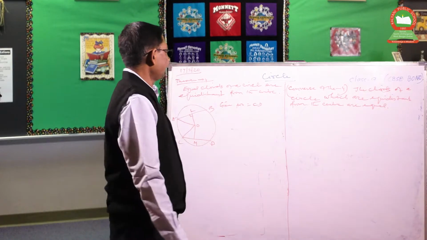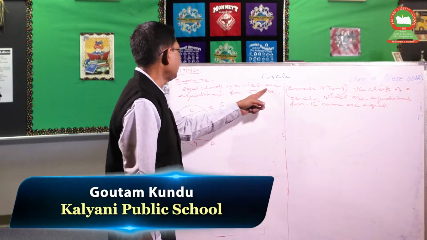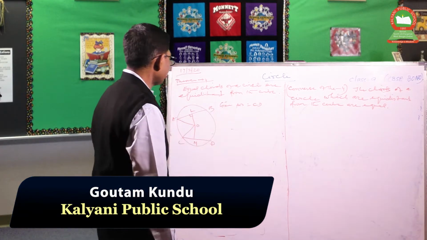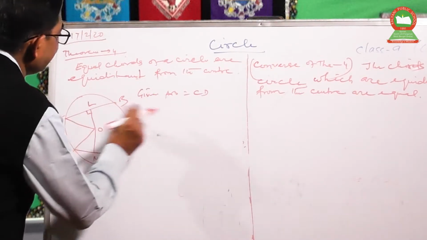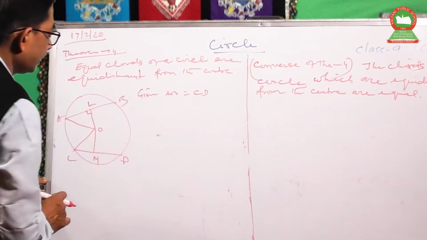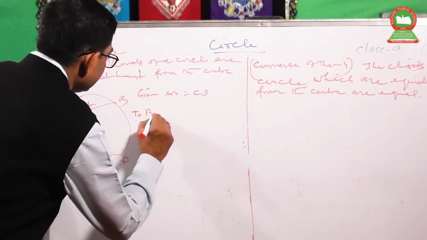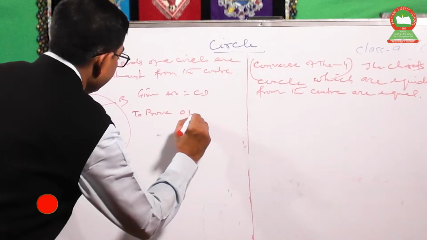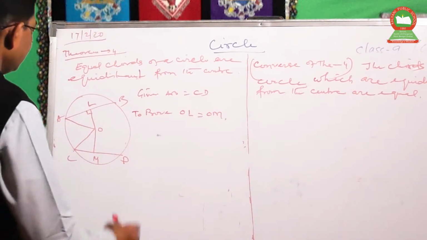Today I am showing you another two theorems on the properties of the chord of a circle. This theorem says that equal chords of a circle are equidistant from the center. AB and CD are two chords. It is given that they are equal to each other. We have to prove that OL equals OM.